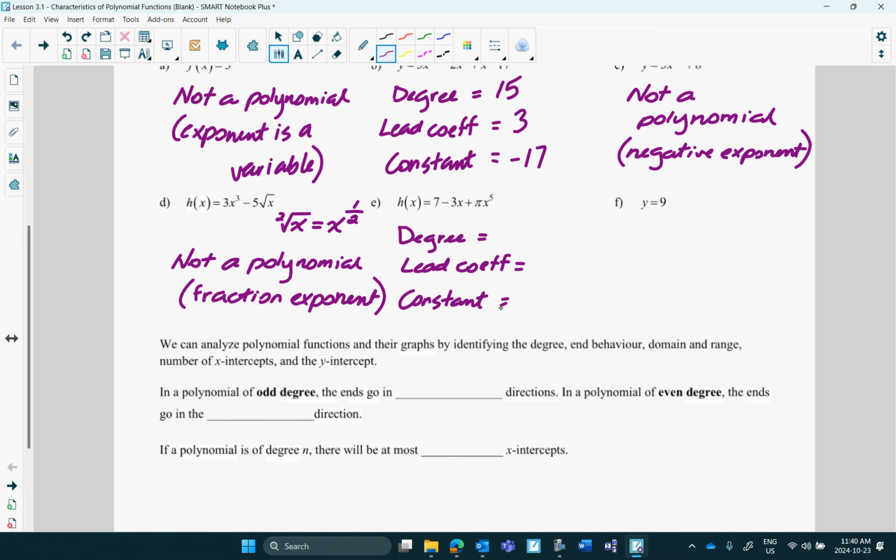What's the degree? 5. It's the highest exponent that you see, doesn't matter where it's located. And as soon as you have the degree, the highest exponent, you should be able to find the lead coefficient. Pi, that's the number in front. The constant? 7. That's the one that doesn't have a variable attached.